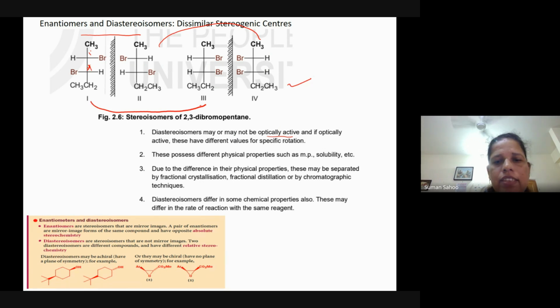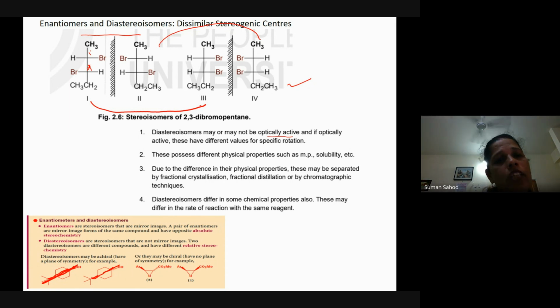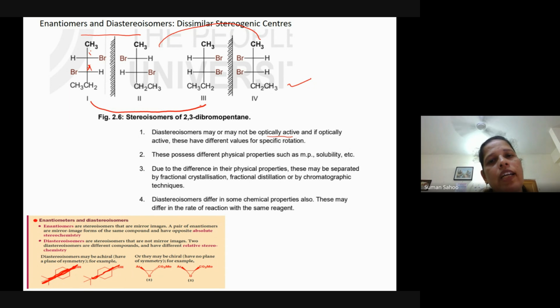There are different kinds of diastereomers. They can be chiral or achiral. In this molecule there is a plane of symmetry. So these two are diastereomers, but still they are not chiral because there is a plane of symmetry. Enantiomers are non-superimposable mirror images of each other, but diastereomers are stereoisomers which are not mirror images of each other.